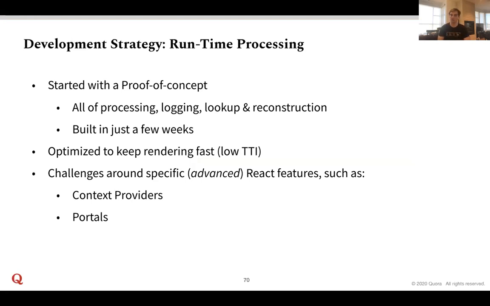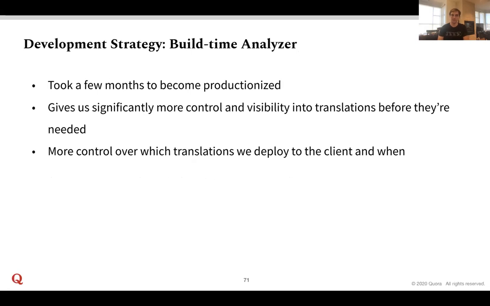We were able to make a couple of improvements to make sure that rendering was still fast. There are a couple of challenges around some React features which you can't use directly within translation, like context providers, context consumers, and portals. Mostly that's been totally fine. We haven't had any asks from developers where they specifically need to use these within the text of the translation itself. They can be used within parameters, no problem, since we hand off the translated JSX to React to properly render those things later. For our build time analyzer, it took us a few more months to be productionalized.